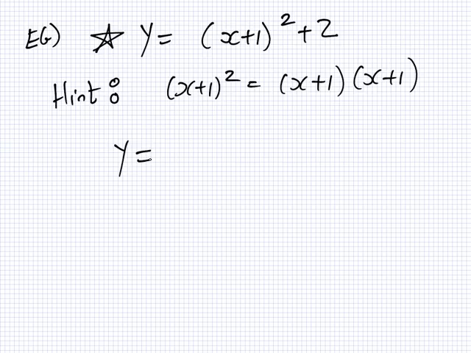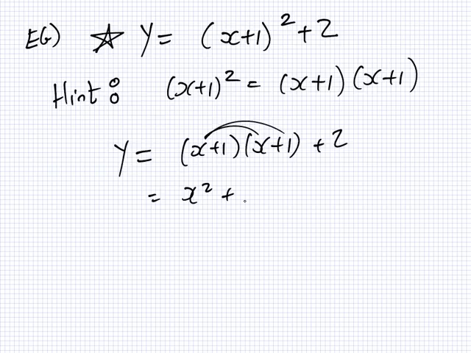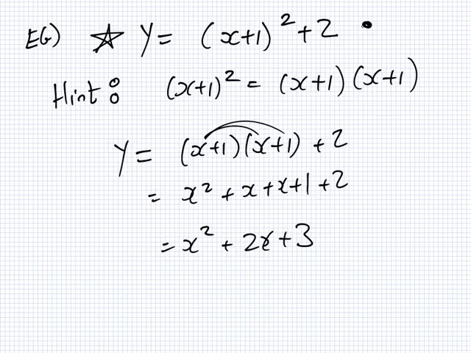Okay, have you done this one? Yep. So, we have x plus 1 times x plus 1 plus 2. So that would be x squared plus x, plus x plus 1 plus 2. So that would be x squared plus 2x plus 3. So, when we go from here to here, the verb is expand.